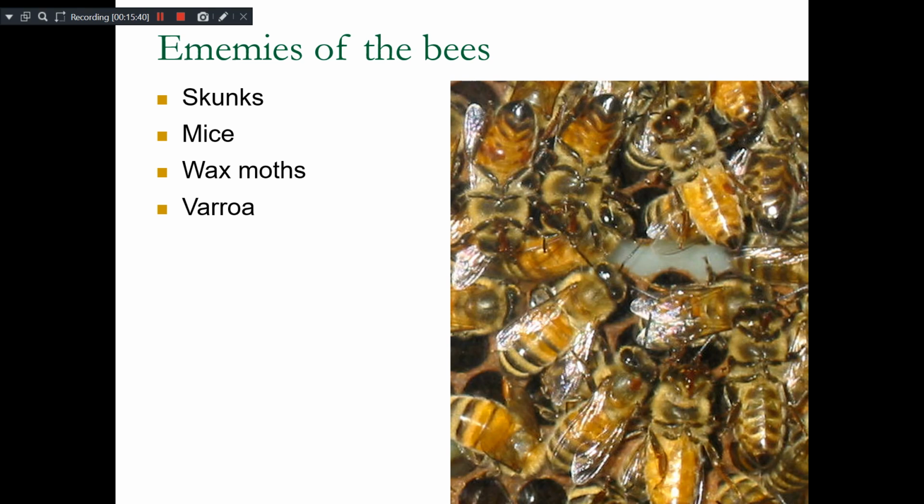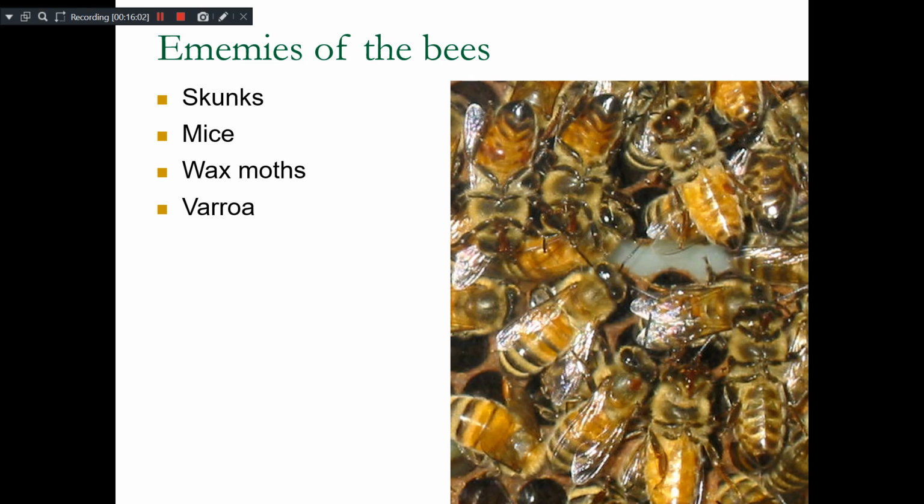Biting is also very dangerous. So these are some of the common enemies of the bees. When you rear honeybees, you should take care of the bee colony by protecting them from these things. This is the major problem.